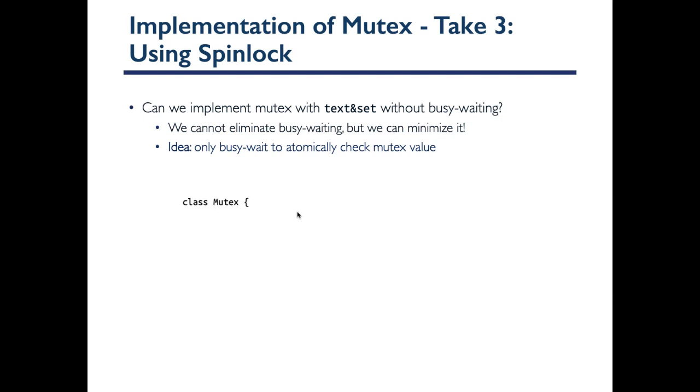So here is an implementation of Mutex. This is take 3. We're going to use a Spinlock. So the only thing I've added here is a Spinlock. I still have my Mutex value, and I still have the waiting queue. I've added a Spinlock. We're going to call it Mutex Spinlock, and we still have those two functions.